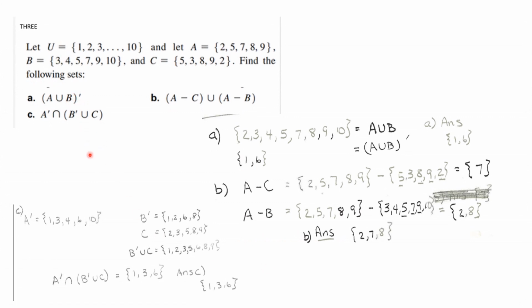Here we were given this set information. We were to find A union B prime. So A union B prime ended up being the set containing 1 and 6. Here you want A minus C union A minus B, and that ends up being the set containing 2, 7, and 8. And here it was A complement intersect B complement union C, and that ended up being the set containing 1, 3, 6.